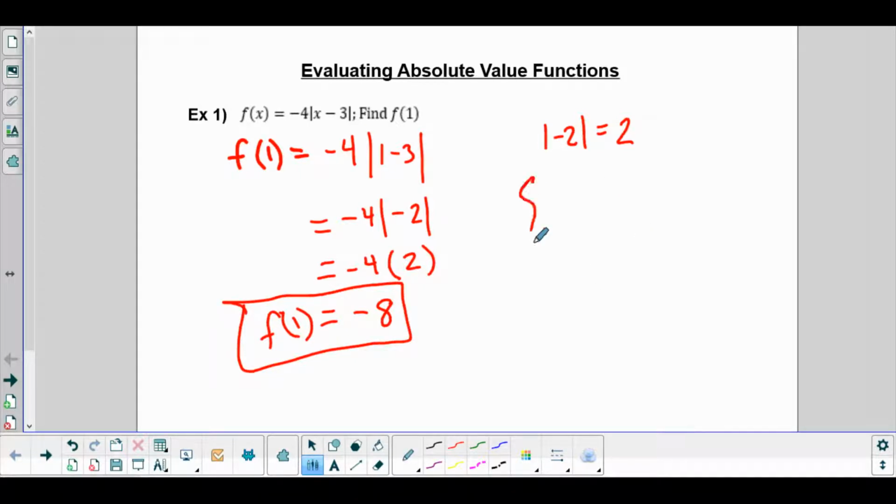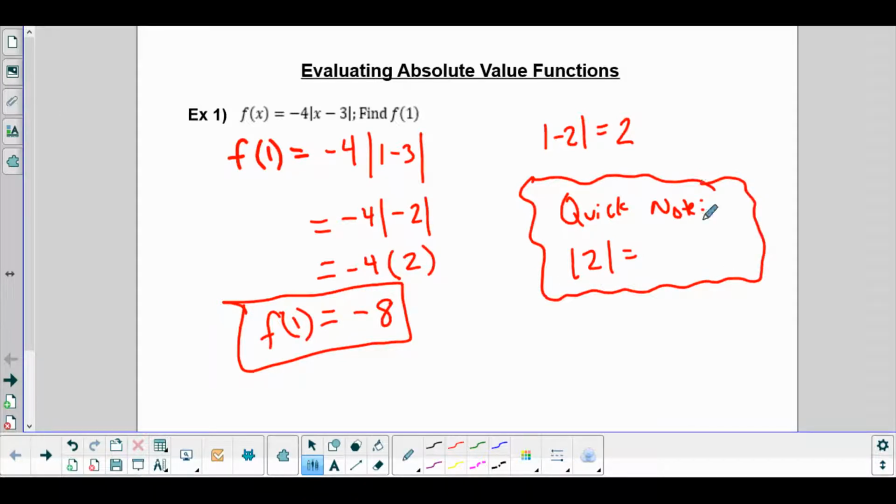And then I just want to make a quick note here. If this had said absolute value of 2, what is the absolute value of 2? Take a minute and think. Remember, absolute value tells you how far a number is from 0. So if this had said absolute value of 2, well, 2 is 2 units from 0. So it would just be positive 2. Notice either way you get a positive answer. I just want to point that out for you. So keep these in mind when you're doing your evaluating.